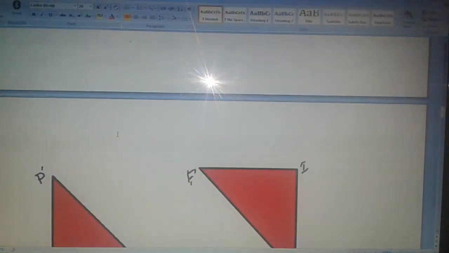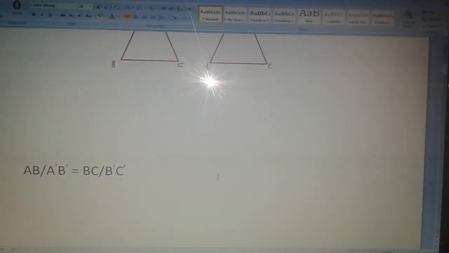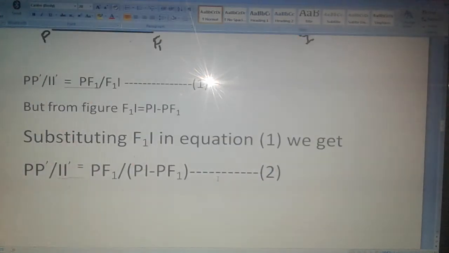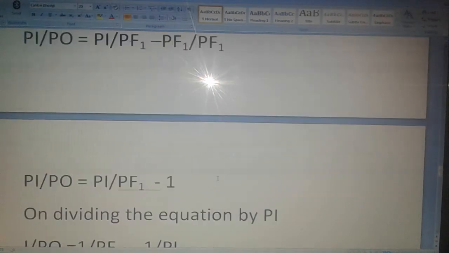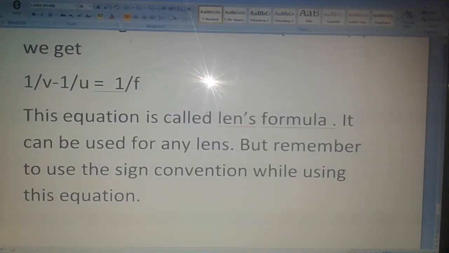So this is how we get the lens formula. Keep in mind while writing the sign convention for any lens, the 5 points which are given for sign convention, you have to apply for the lens which we are using. So this is the equation of lens formula: 1 by V minus 1 by U is equal to 1 by F.